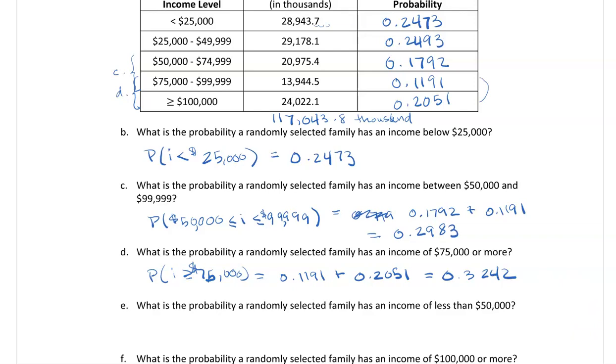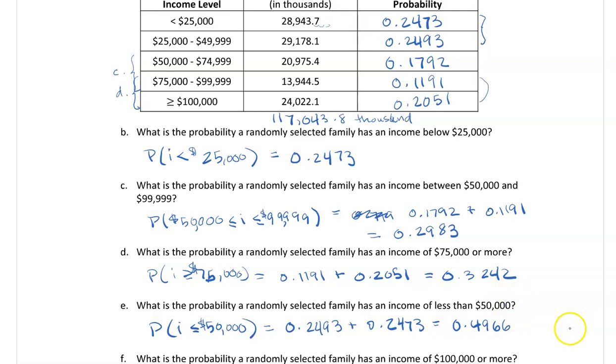And we will get 0.3242. What's the probability that a family has an income of less than 50,000? Probability of income less than or equal to 50,000. You can see that would be these two brackets, so we're just going to add them up. 0.2493 plus 0.2473, and we get 0.4966. Almost 50% chance that income's less than 50,000.